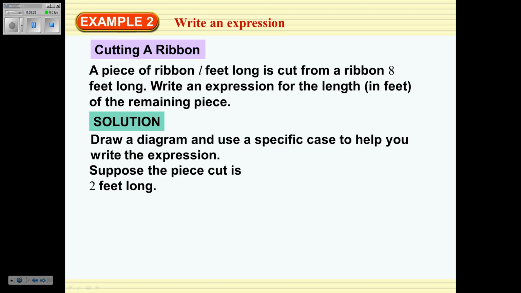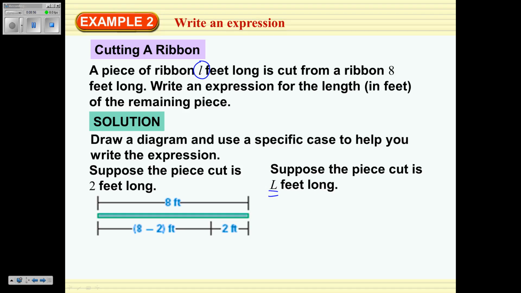So the first solution, the example they give you is, suppose the piece cut is 2 feet long. So you would know if the original ribbon is 8 feet long and you cut 2 feet off of it, the remaining piece would be 6 feet. So we're going to use that to help us solve this. Suppose the piece cut is L feet long, which is what we've been told right here. So here's our diagram. We're going to draw a picture.